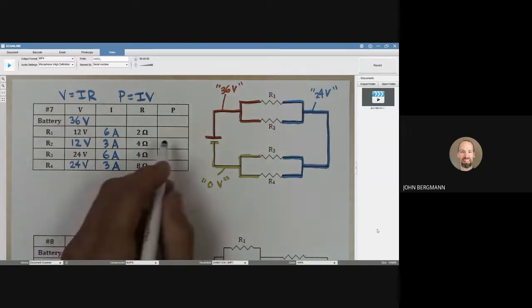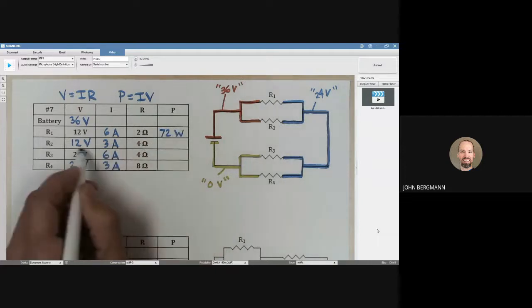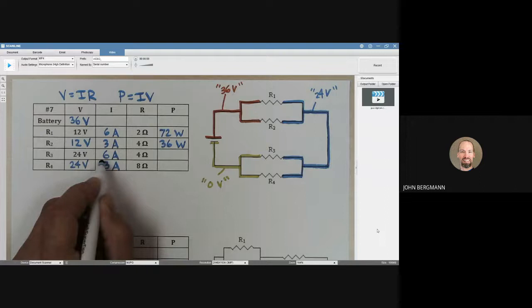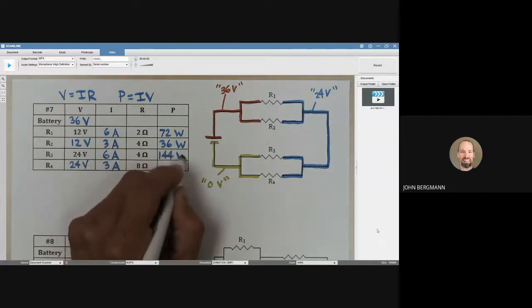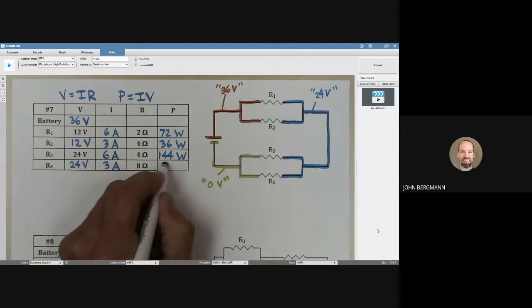So let's fill in the powers while we can. 12 times 6, 72 watts. 12 times 3, 36 watts. 24 times 6, 144 watts. And 24 times 3 is 72 watts.